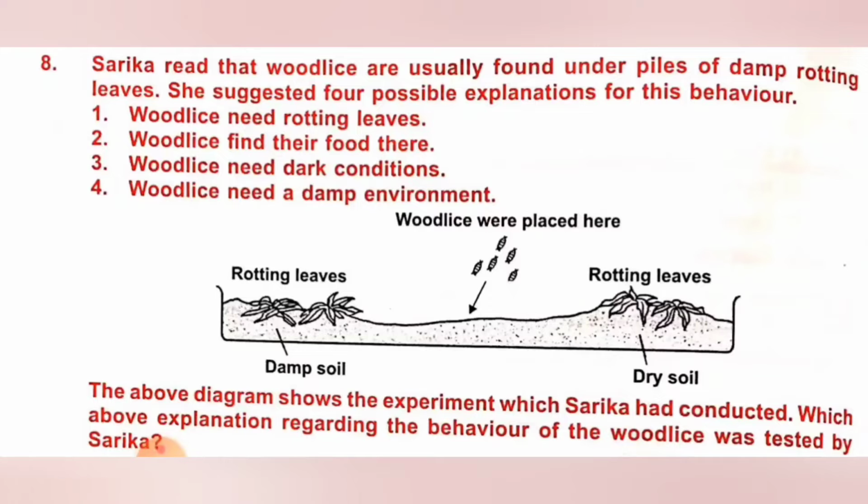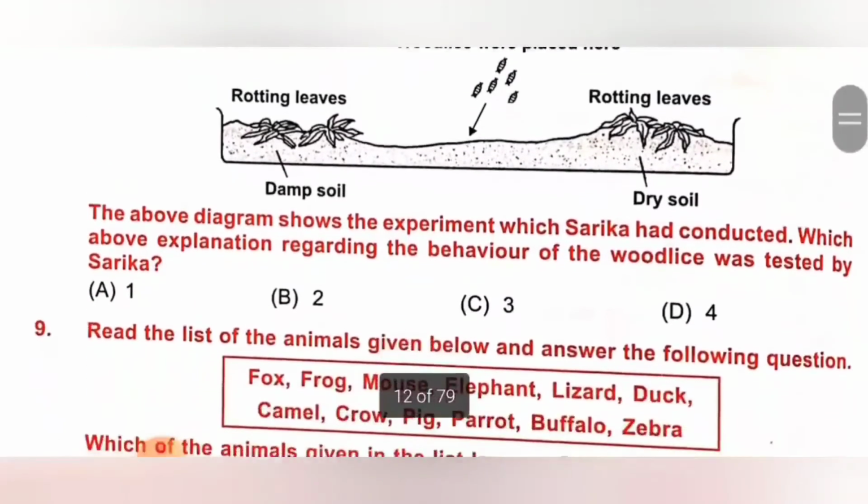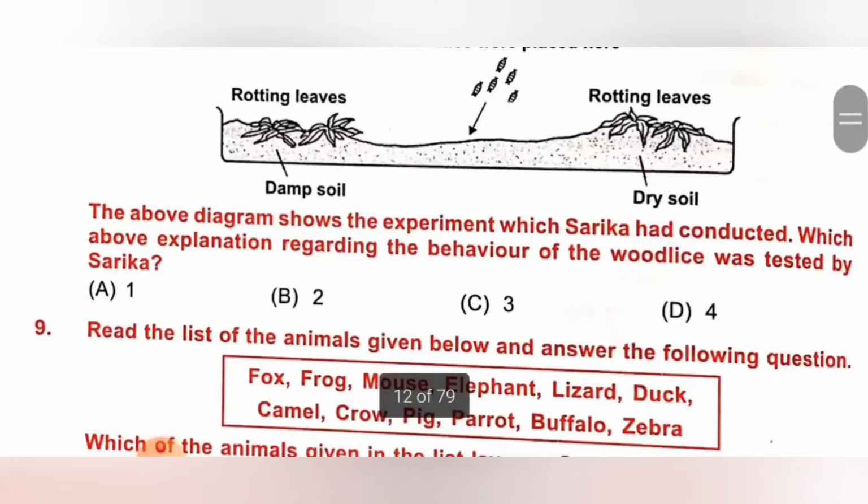Dear kids, please refer to the given diagram. So, they have damp soil and dry soil. So, rotting leaves. The above diagram shows the experiment which Sarika had conducted. Which above explanation regarding the behavior of the woodlice was tested by Sarika? Option A 1, option B 2, option C 3, option D 4.